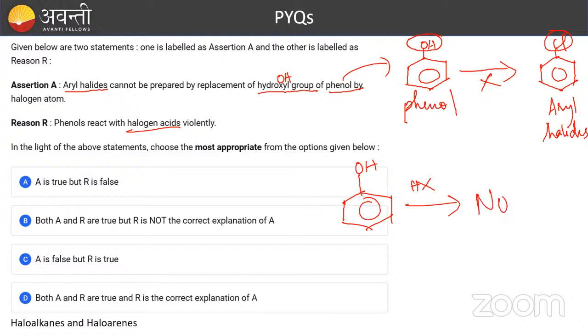No, the answer is no. So no reaction will happen. Phenol will not react with halogen acid in a violent manner. So the assertion is correct, but the reason is false. Option A is the correct answer for this question. Okay. Shall we go for the next?